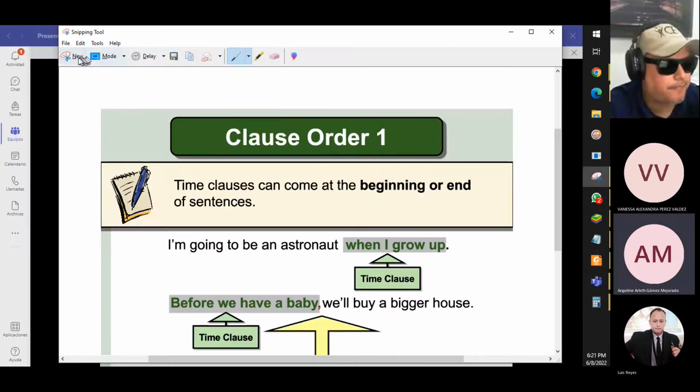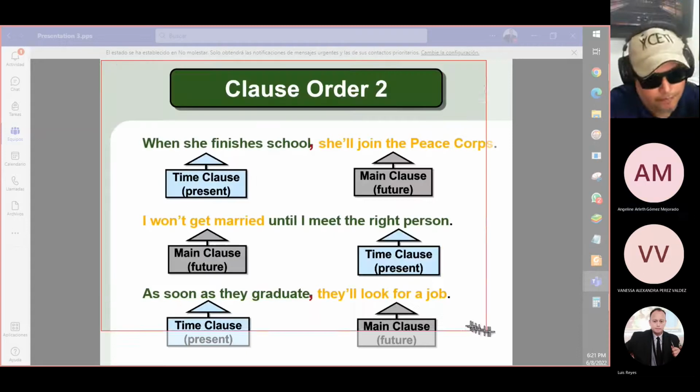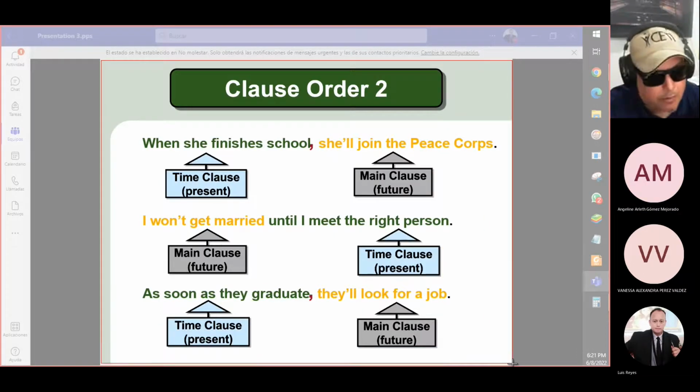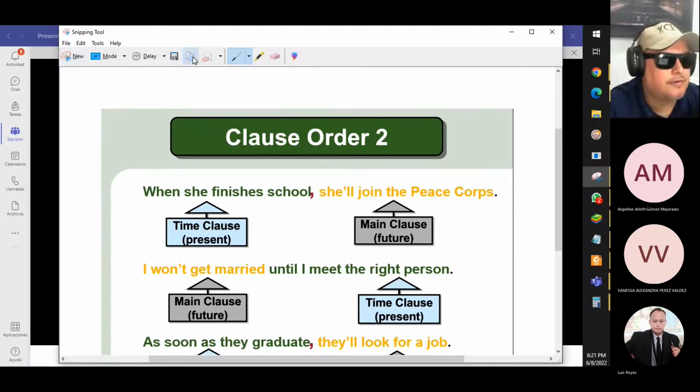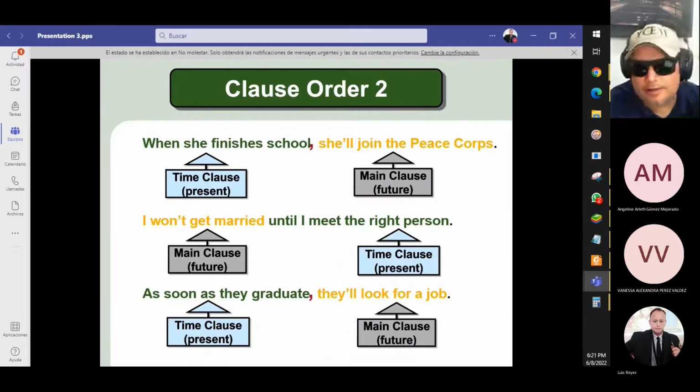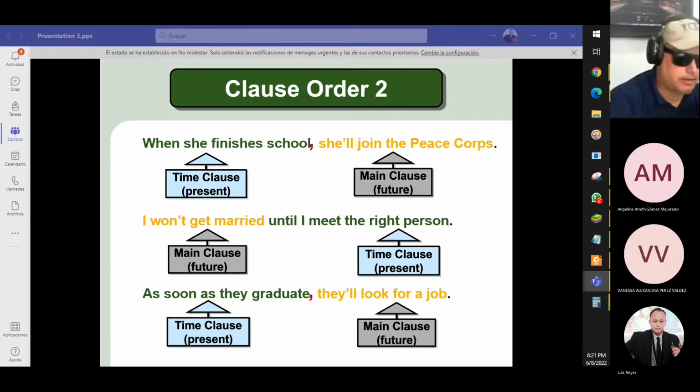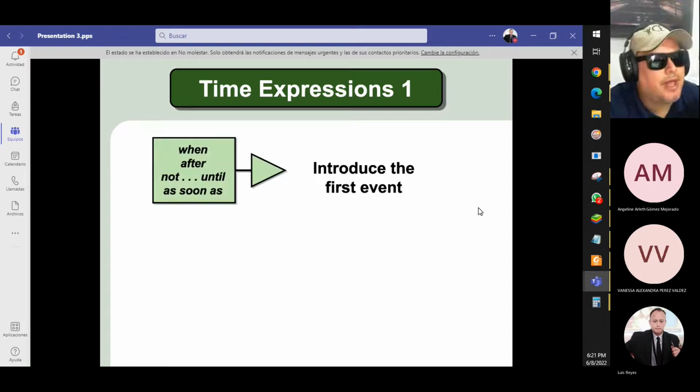Teacher, ¿qué significa as soon as? As soon as, tan pronto como. Tan pronto como, as soon as. Ah, okay. Lo que significa. Very good, good question. And I will include these examples. I'm going to put clause order examples. Okay, let's continue. We have time expressions that we need to pay attention to.